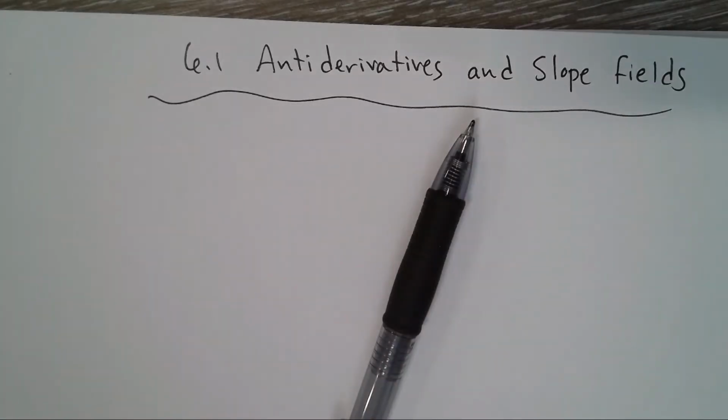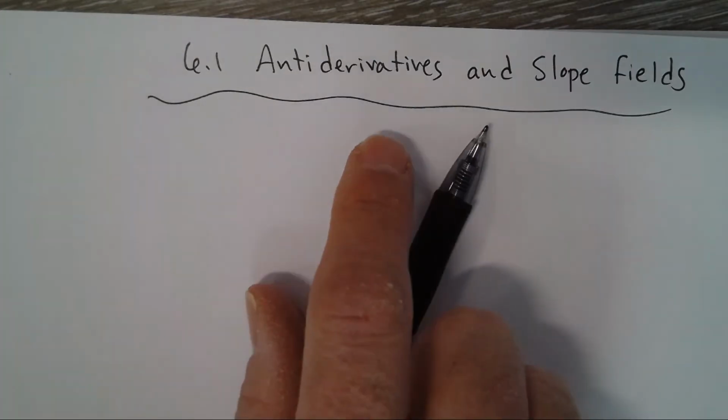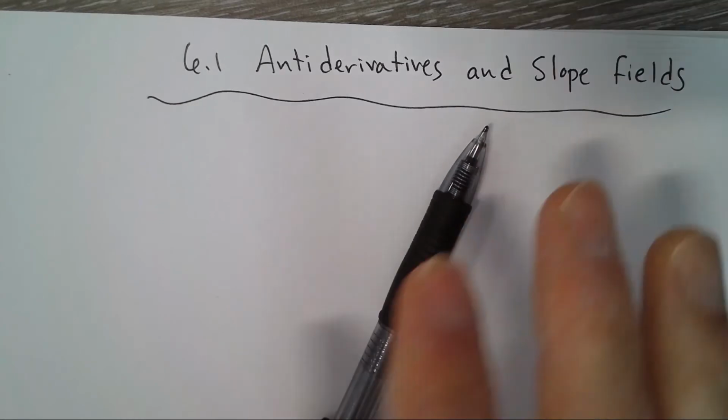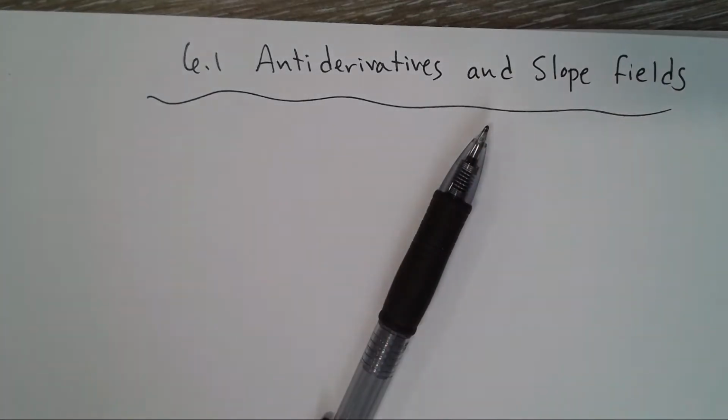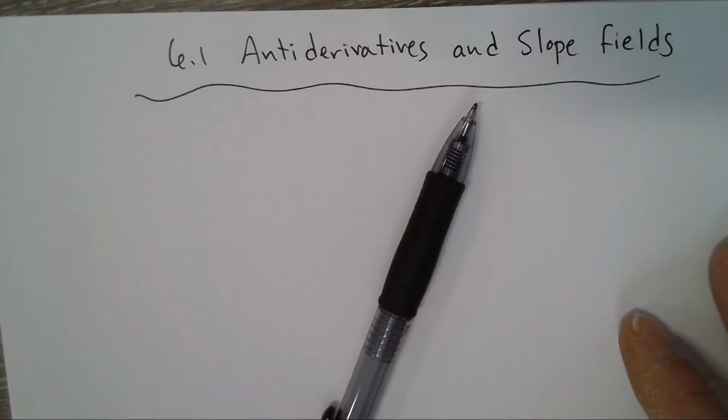6.1 Antiderivatives and Slope Fields. So chapter 6, we're going to start learning indefinite integrals and slope fields, which is something new. And then in 6.2, we're going to talk about something called U substitution or integration with substitution. It's a technique that you use in finding out what antiderivatives are.